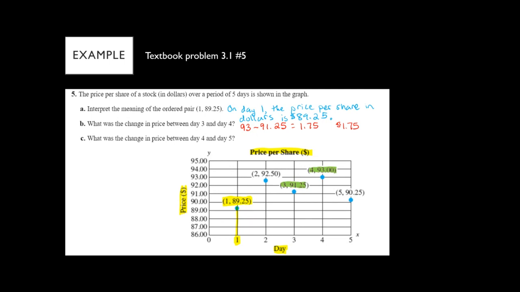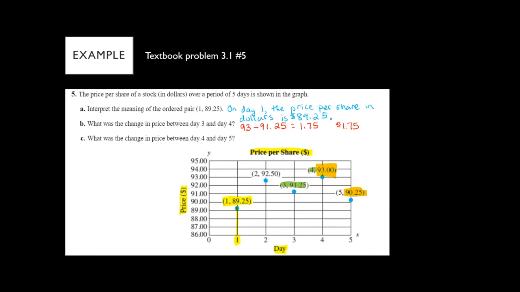Now part C, what was the change in price between day 4 and day 5? So day 4, we're at 93. And then day 5, 90.25. So again, we are subtracting, and we're always doing day 5 minus day 4, the most recent minus the previous, or the first one. Day 5 is more recent.